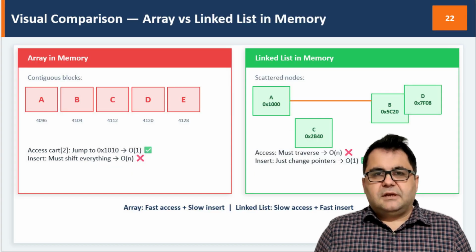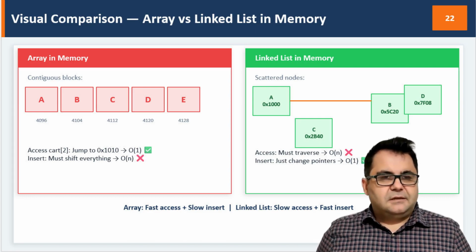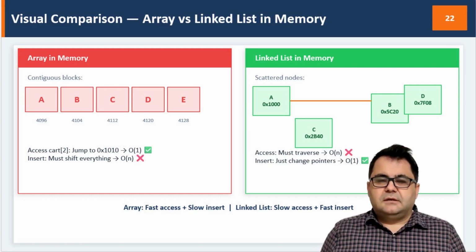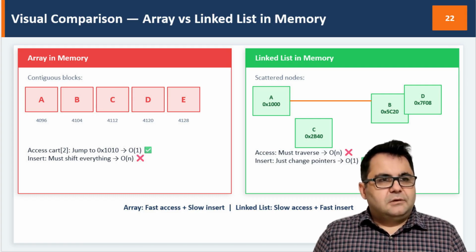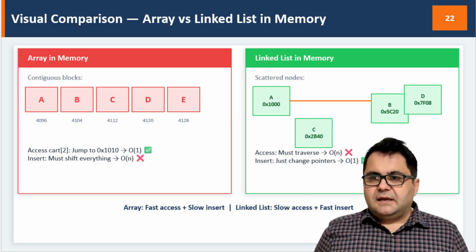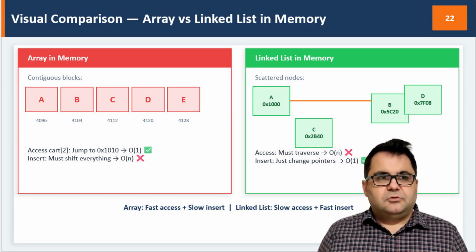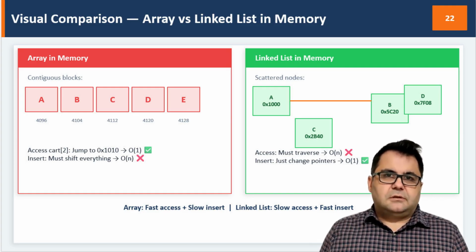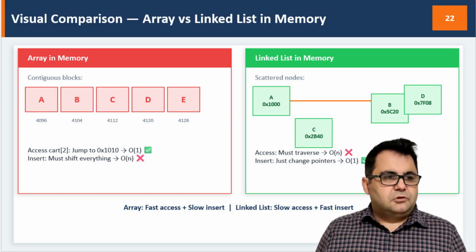Let's see array versus linked list, side by side in memory. Array. Contiguous blocks, all adjacent. A at 1000, B at 1008, C at 1110, neat row. Access cart[2], jump directly to address 1110, O(1) instant. Insert, must shift everything, O(n) slow.